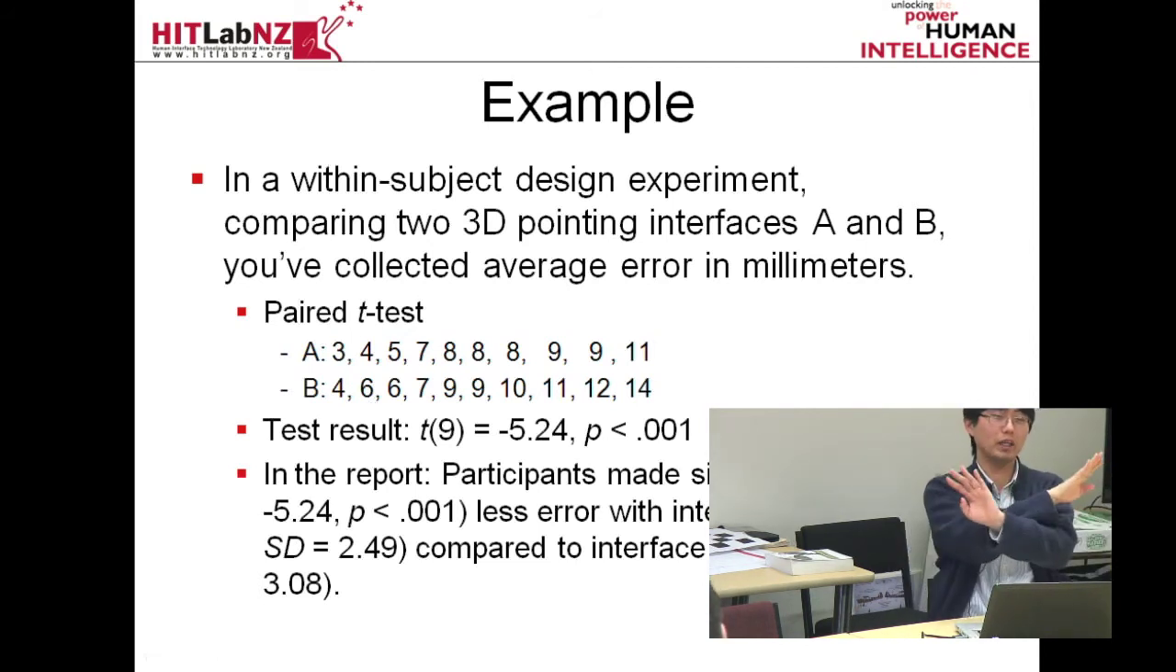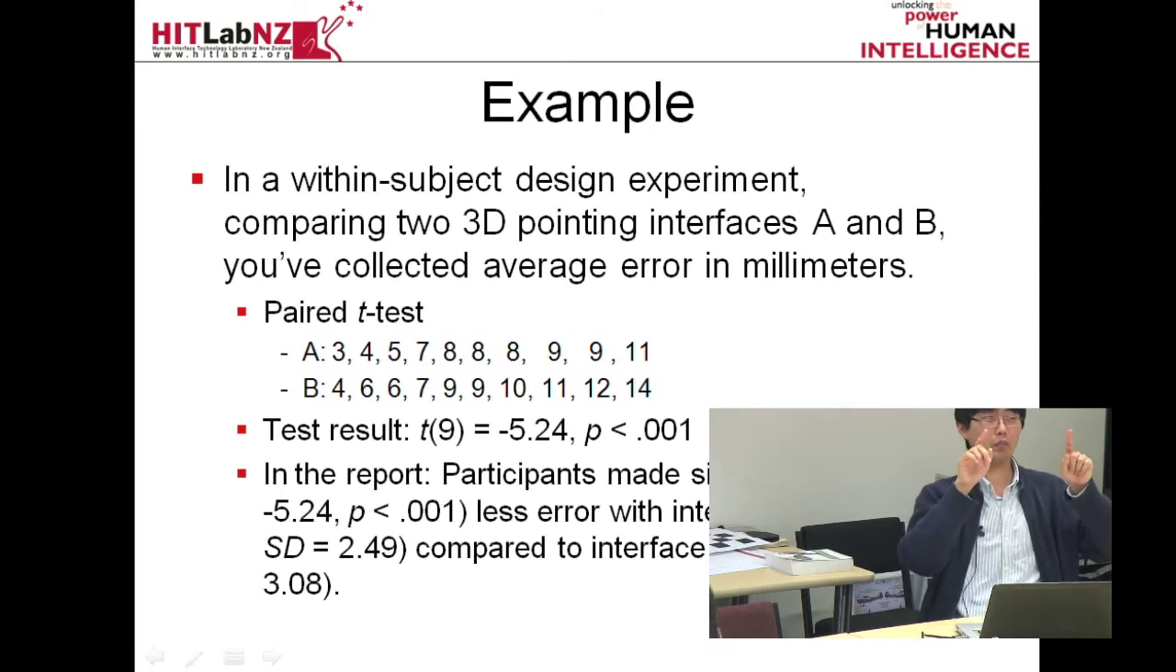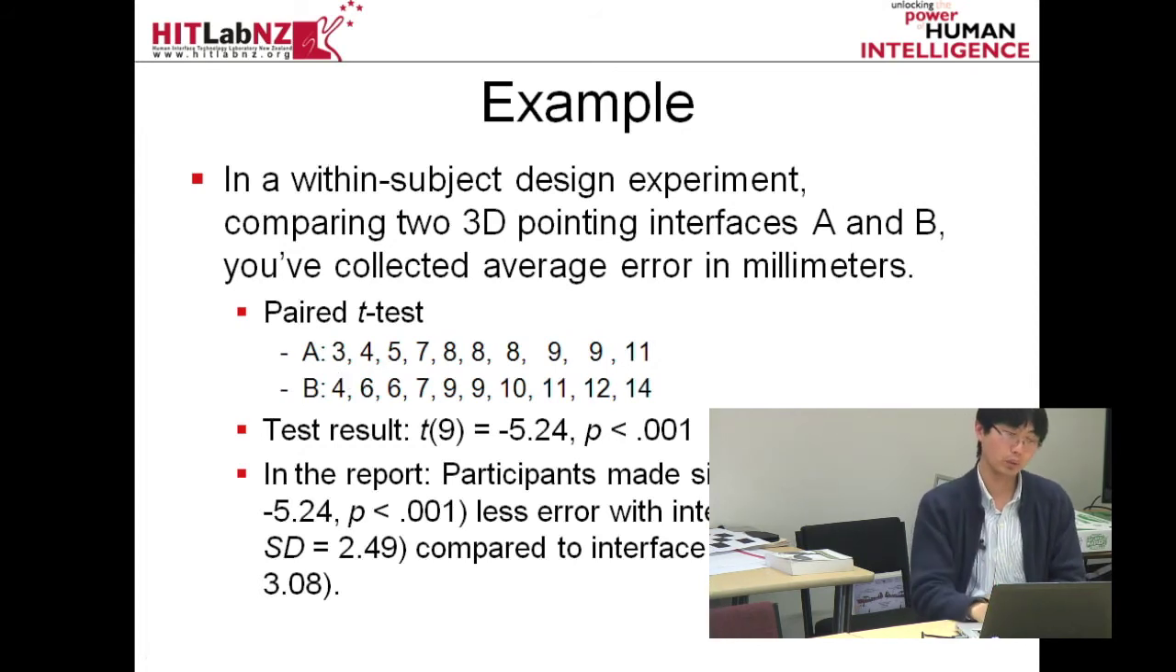If you had typed it the other way around... So with the paired t-test, what it's calculating is the difference between the 2 pairs. So it depends on which interface you put in first. But it's pretty much not a problem.